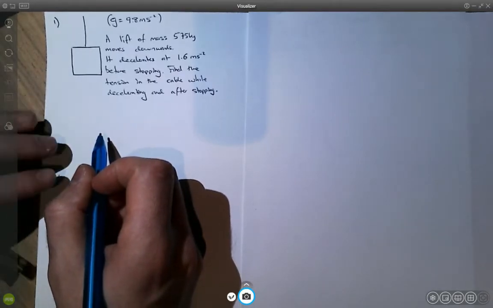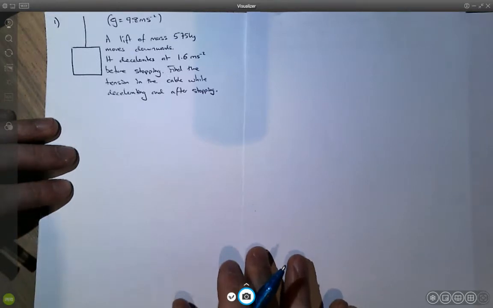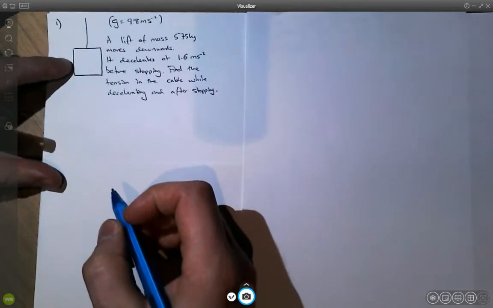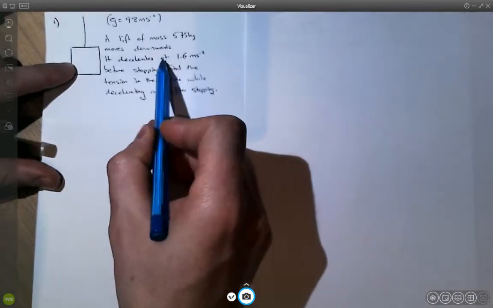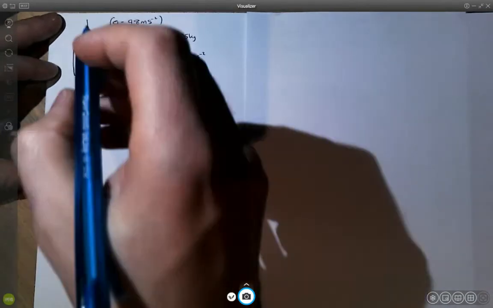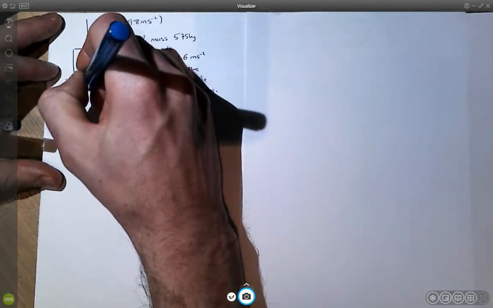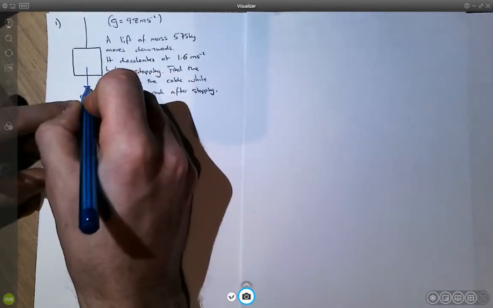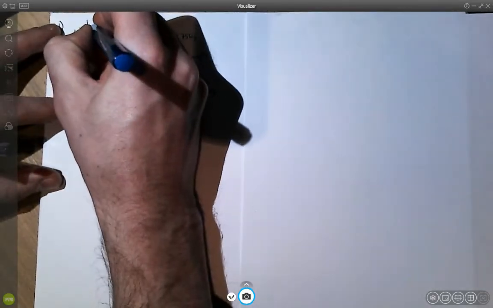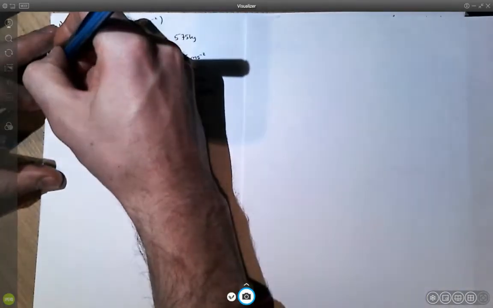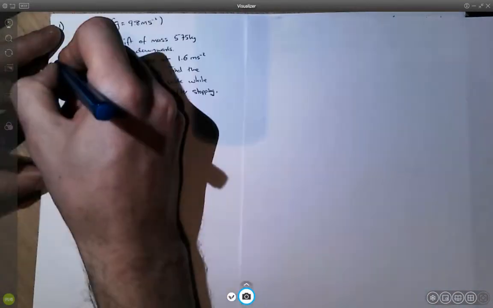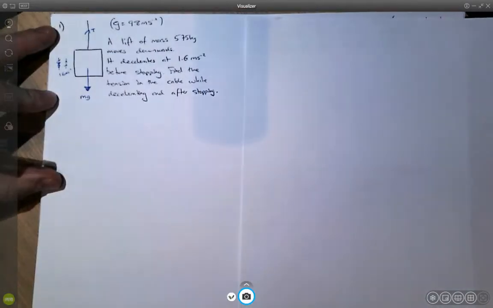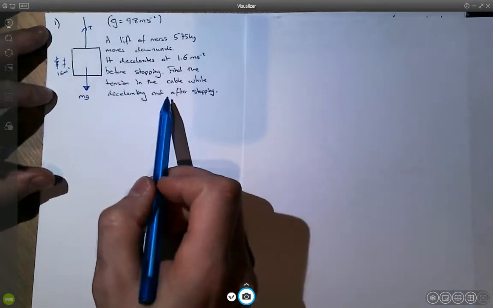So the key with all of these problems is to draw a diagram, label the forces, and then assess what equations you're going to need. For this one, we've got a lift moving downwards, and then it decelerates at 1.6 meters per second squared. So let's label on the forces. We know there is weight due to gravity acting on it, and there is tension moving upwards, and it's accelerating or decelerating at 1.6 meters per second squared. Find the tension in the cable while decelerating.